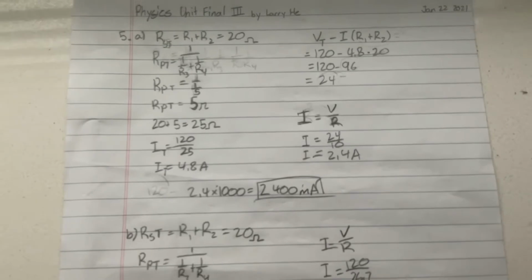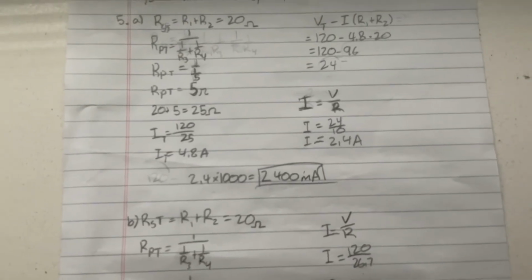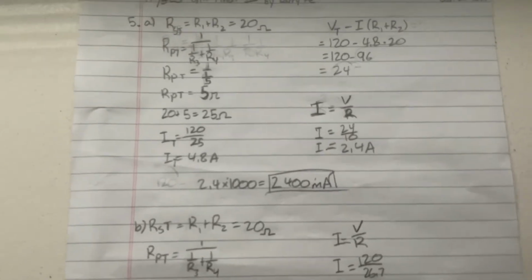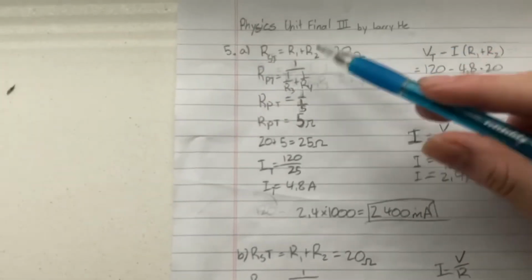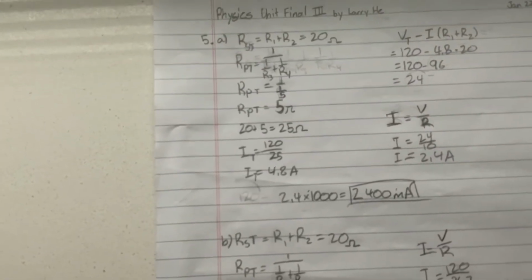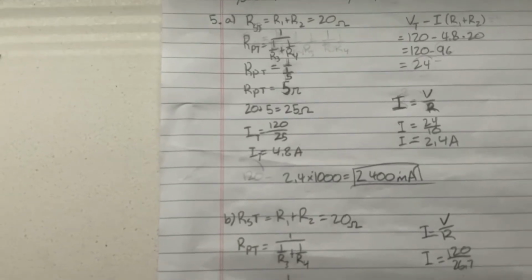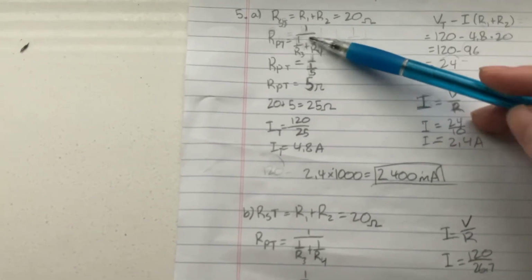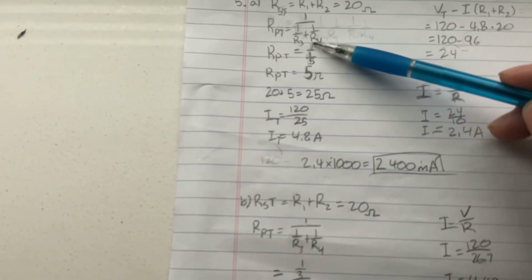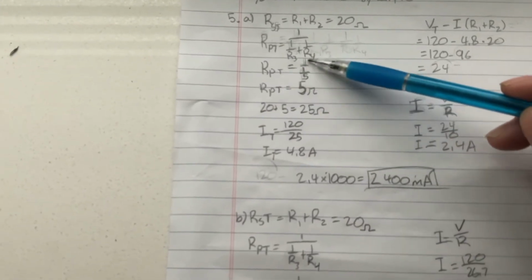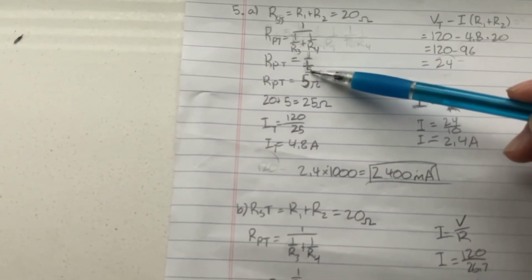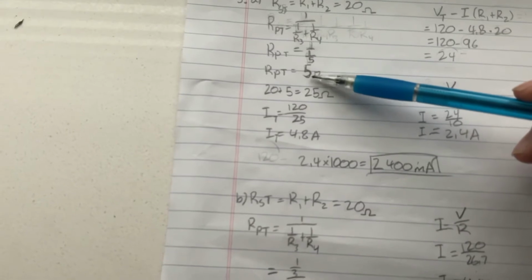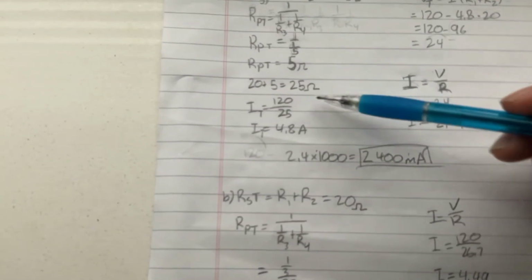For 5a, I simply looked at this and realized, oh wait, we can say that R1 and R2 are technically in series, so we add that together, which gives us 20 ohms, and I call that ST for series total. Then we look at R3 and R4, which are in parallel, so we use the parallel formula, 1 over R3 plus 1 over R4, which gives us 1 over 5. Now, flipping this over, we get 5 ohms. Adding them together, we have 25 ohms.